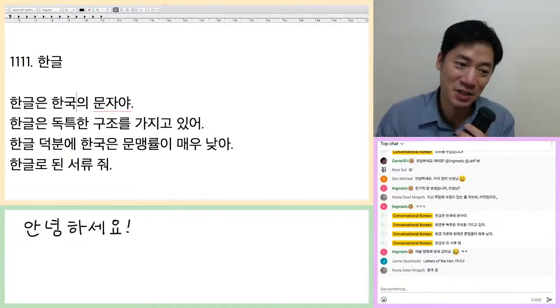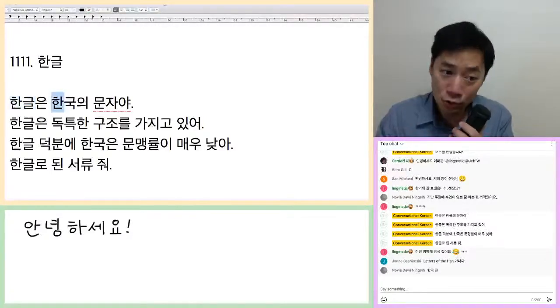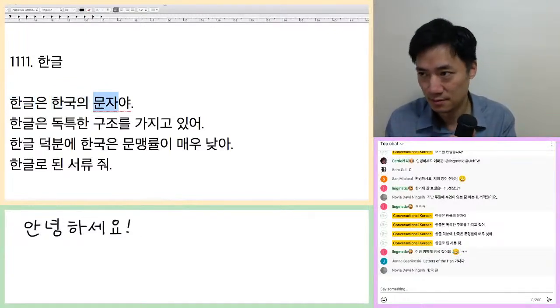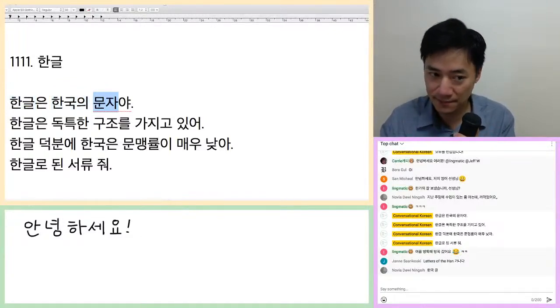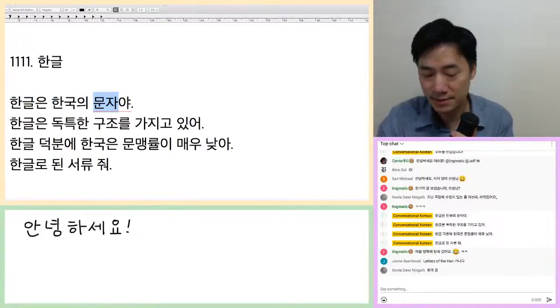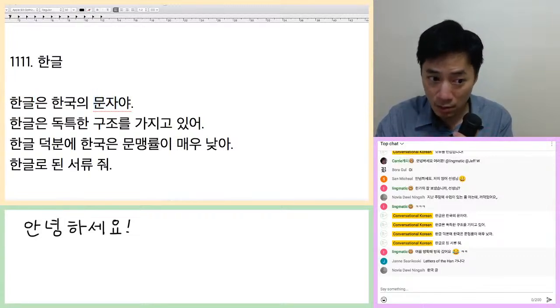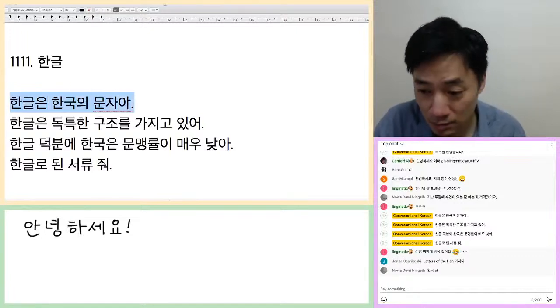한국글, yeah, letter of the Han, 가나다. That's right. So, 한글은 한국의 문자. 문자 is like text. Just text or writing system or something like that. Alphabet, it can be like that too. So, 한글 is a text of Korea. That's what it means. 한글은 한국의 문자야.